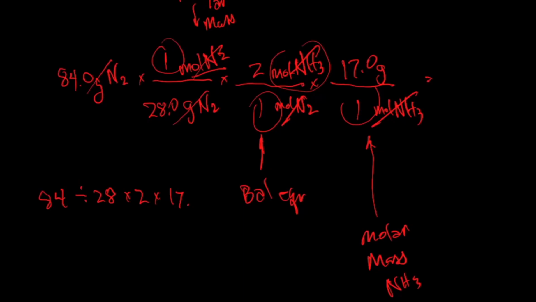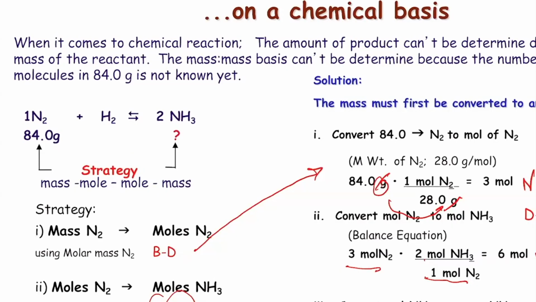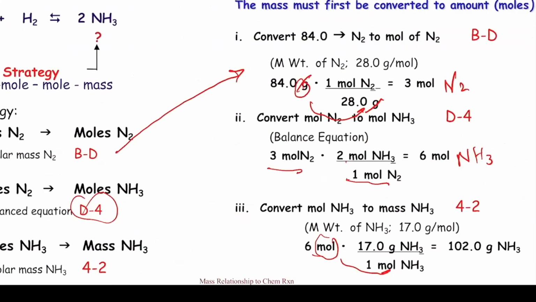Because what you end up doing a lot, especially if you're very cautious, you say 84 times 1 times 2 times 17 divided by 28 divided by 1 divided by 1. You're just wasting time. Just take 84 divided by 28 times 2 times 17 equals. You get the answer. And that answer happens to be, guess what? That answer happens to be 102.